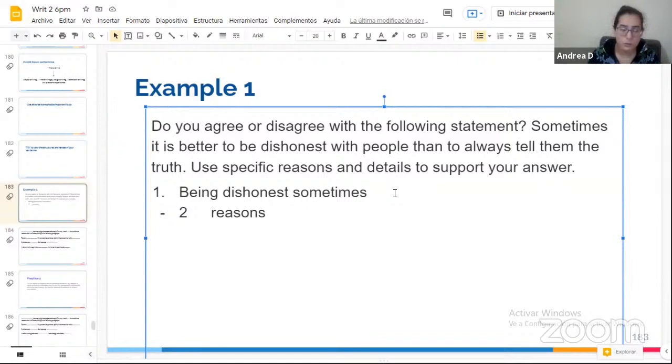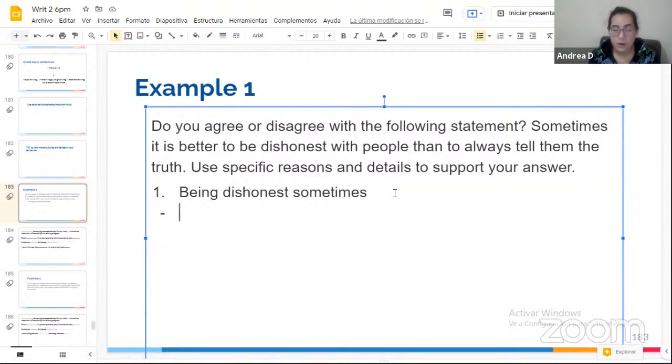We're going to think of 2 reasons. Remember, they don't ask you for a specific number, but writing 1 reason would not be enough. So 1 reason is not okay, 2 reasons is okay, and 3 is okay too. More than that, I would say it's almost impossible. You don't have enough time to write more than that.